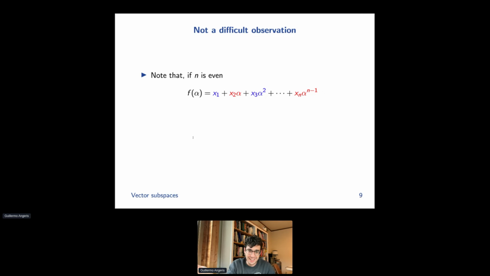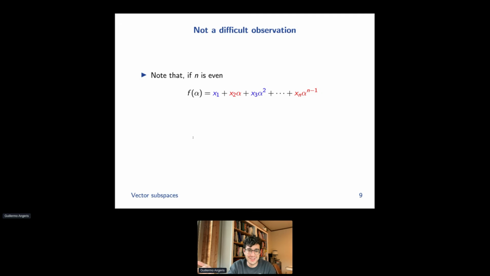So if you can see, I have the following things outlined here. x1 times 1 can be written as x1 times alpha to the 0, and x3 times alpha squared can be written as another even term. So alpha to the 0 is an even power of alpha, alpha squared is an even power of alpha, and so on and so forth. Those are the even powers of some polynomial f.